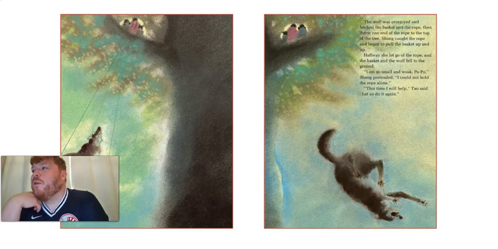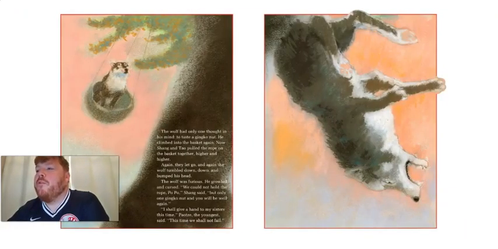"I'm so small and weak, Po Po," Shang pretended. "I could not hold the rope alone." "This time I will help," Tao said. "Let's do it again." The wolf had only one thought in his mind, to taste a ginkgo nut. He climbed into the basket again.